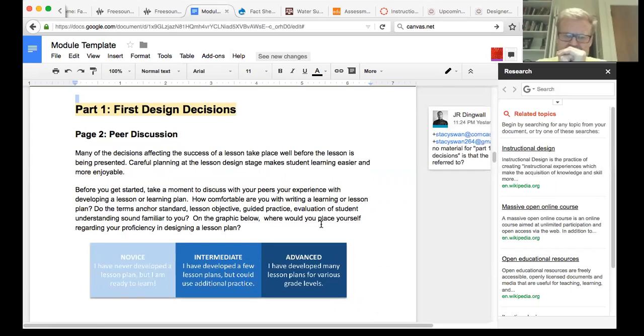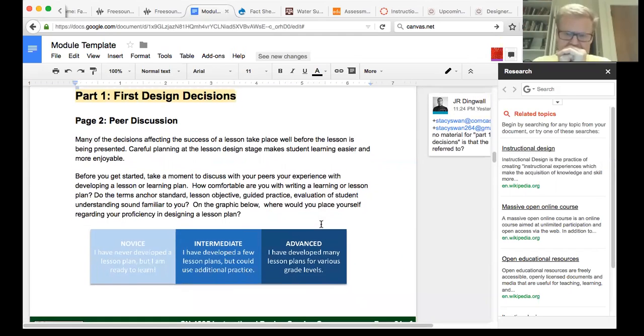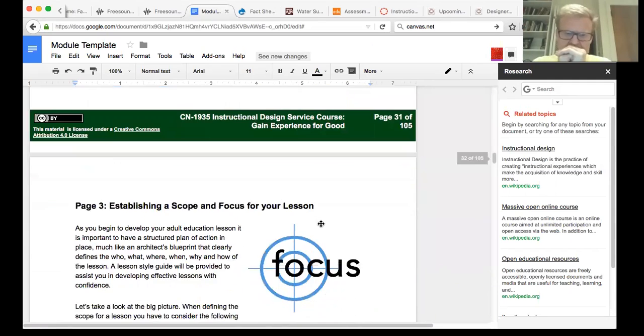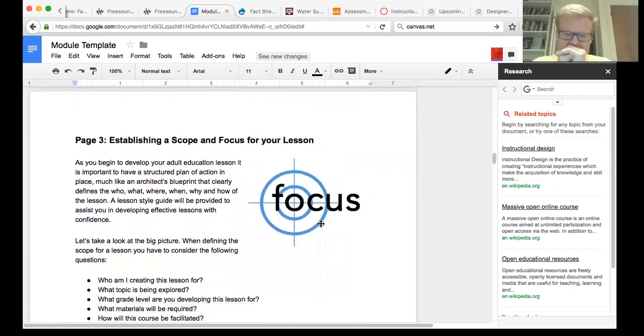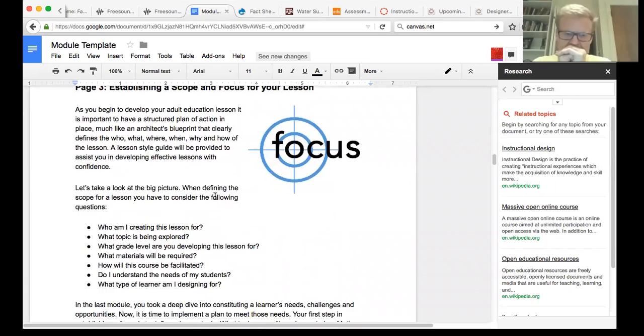So they may be able to figure out within the group who might have more practice at this, or who's a strong person that we can depend on. As you go through, the second thing was to establish your scope and focus of your lesson. Of course, those are just your basic questions, and I believe I called it the lesson style guide.